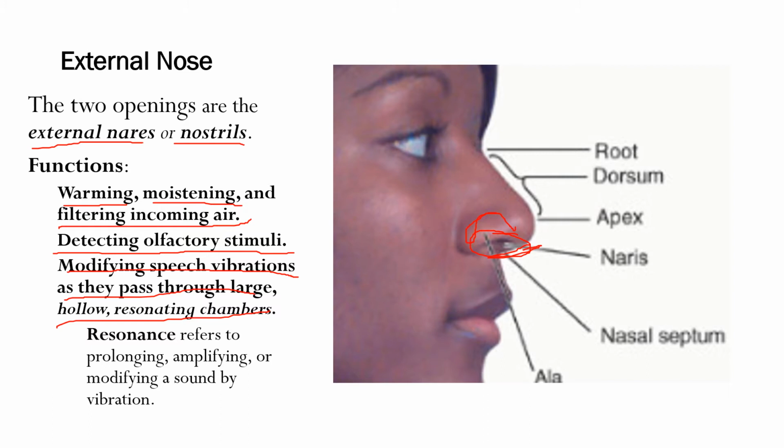You think of Barbra Streisand. She never had a nose job. Maybe you don't even know who Barbra Streisand is, but she never had a nose job because she was afraid that was going to change the sound of her voice. And she does have a very nasal voice, right? And she can resonate that sound. So the term resonance refers to prolonging or amplifying or modifying a sound by vibration.